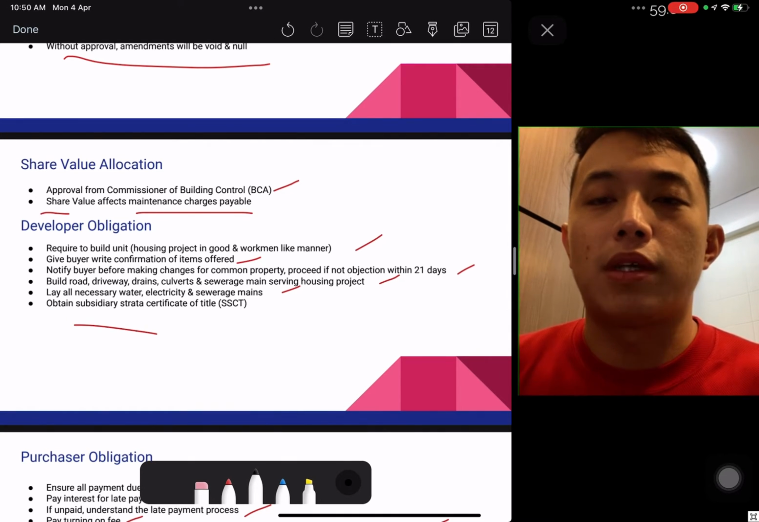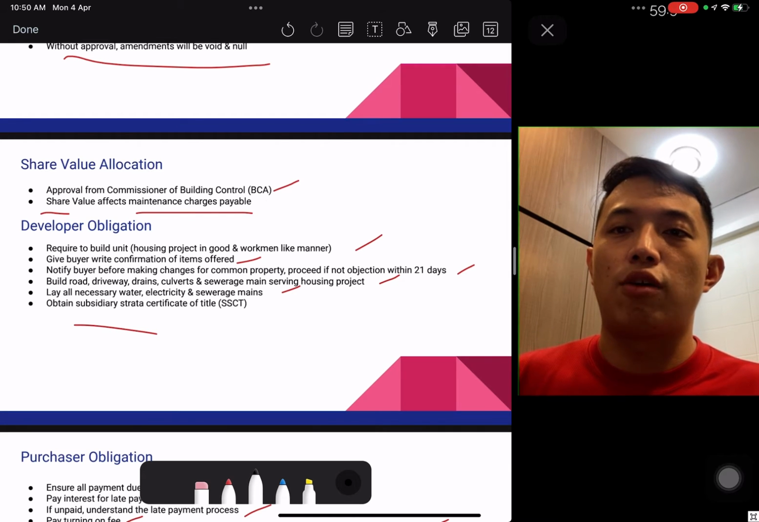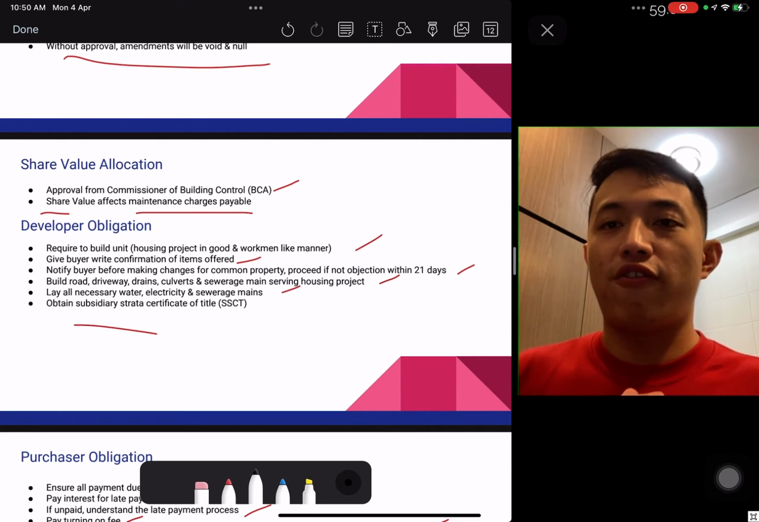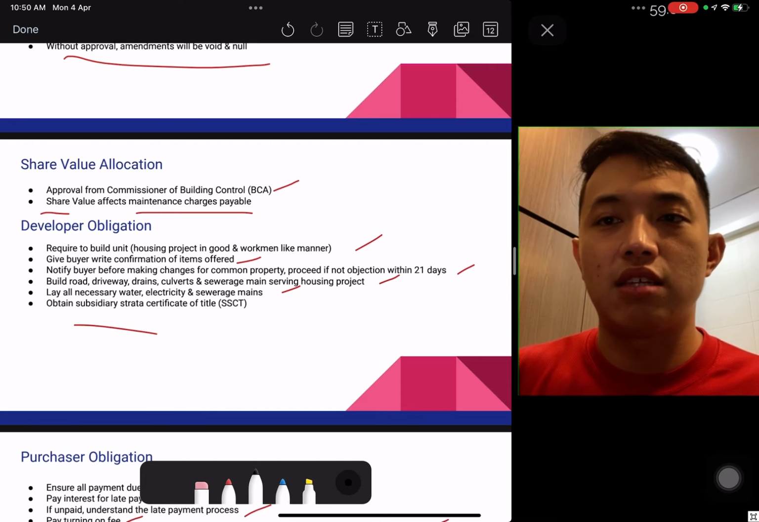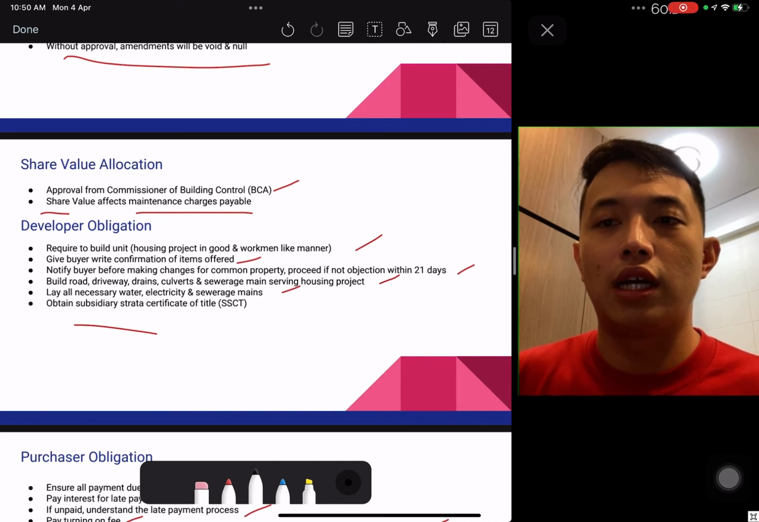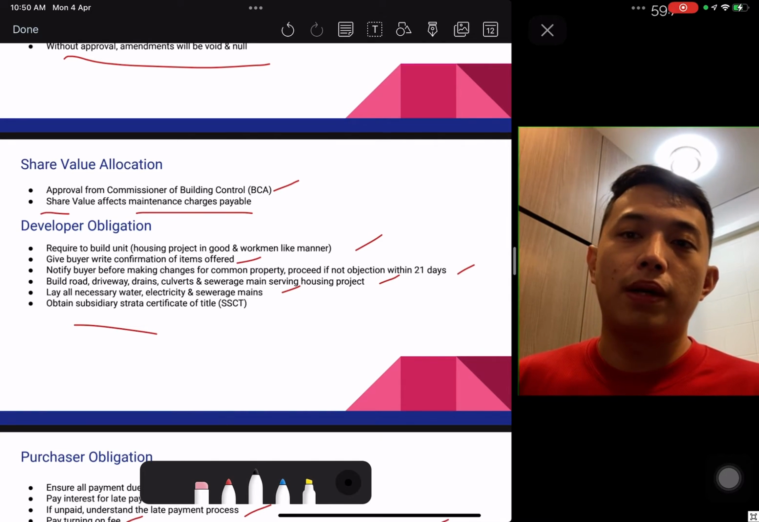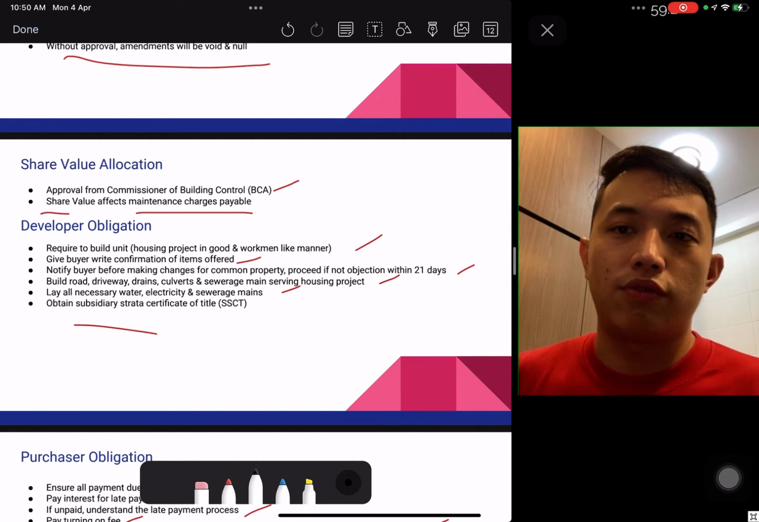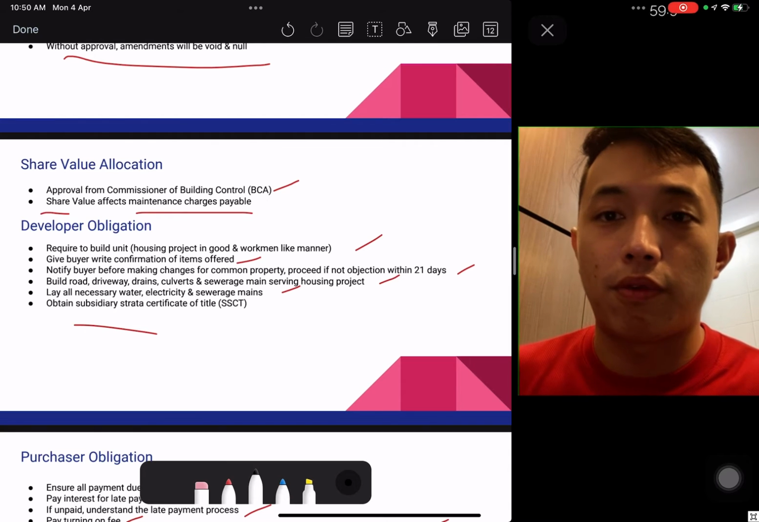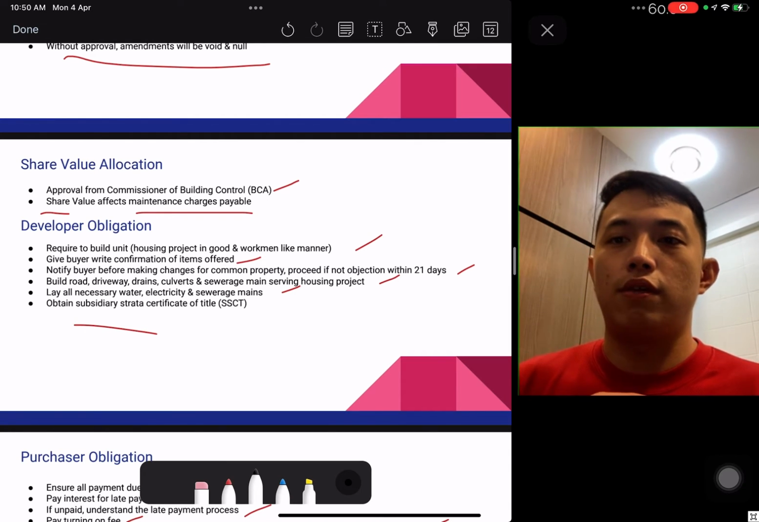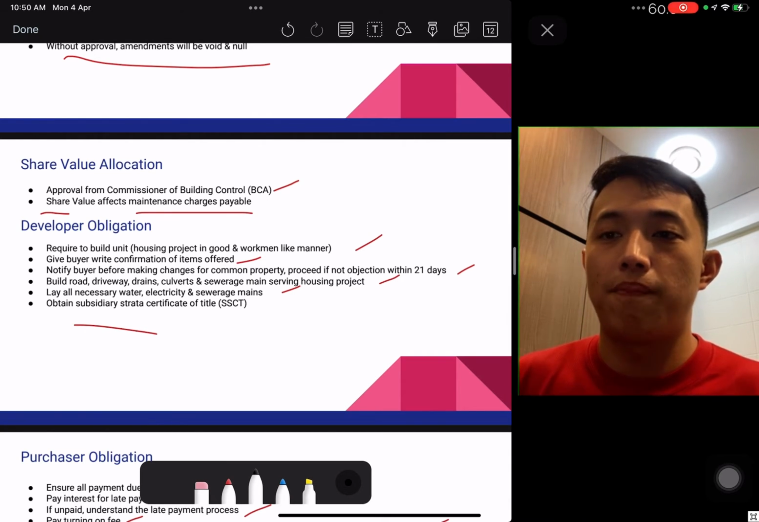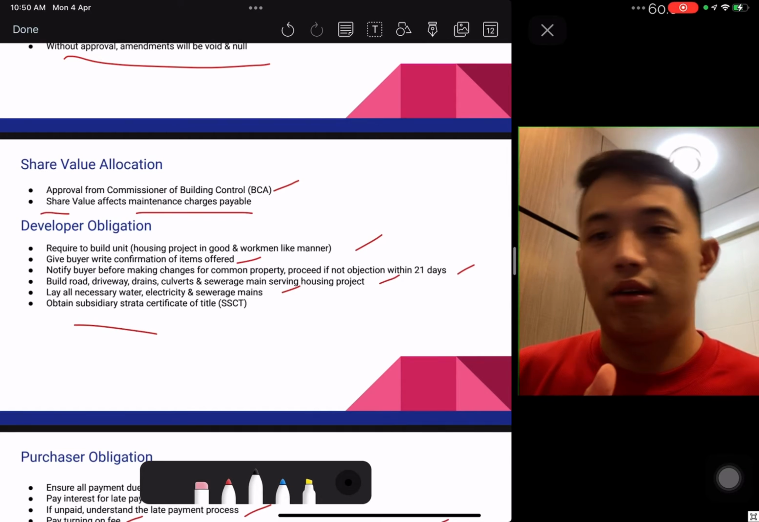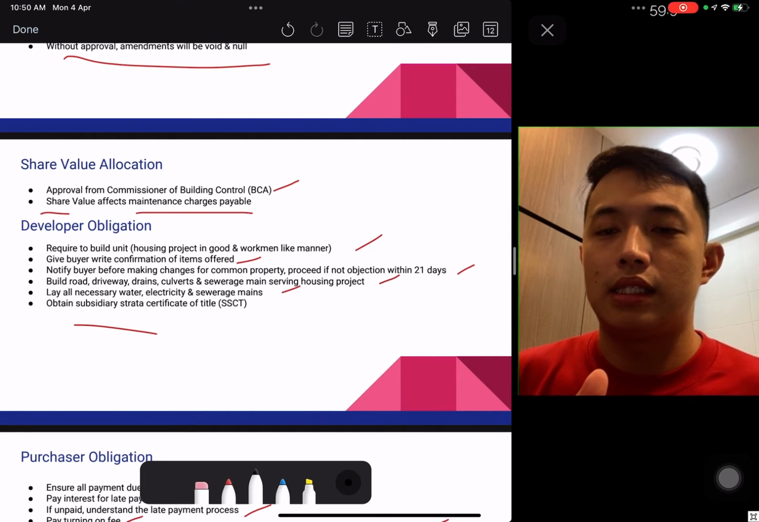So share value must be approved by the BCA, Commissioner of Building Control. It will affect the share value and the maintenance fee charged for each different property. Developer obligation: you're required to build a good property and give the buyer written confirmation of the items provided. Any changes to common property must be informed to the buyers, along with all the necessary acts, and obtain the CSC.